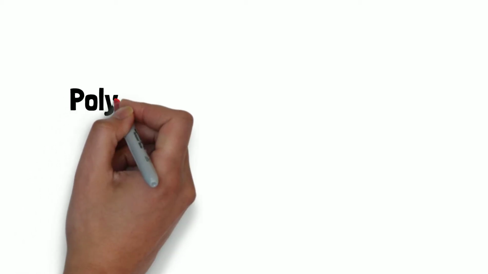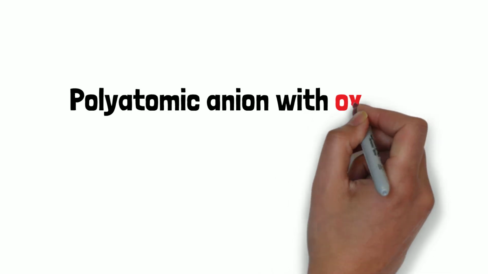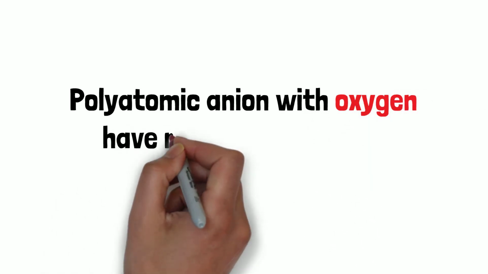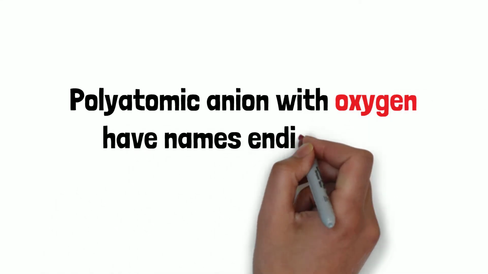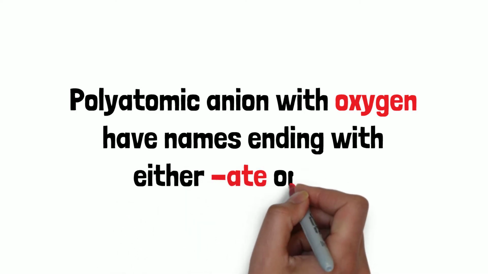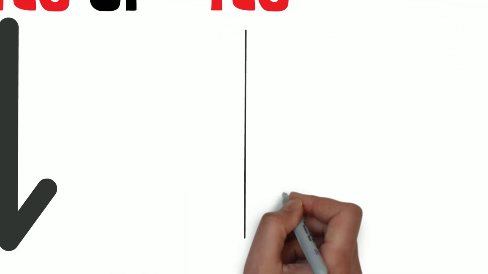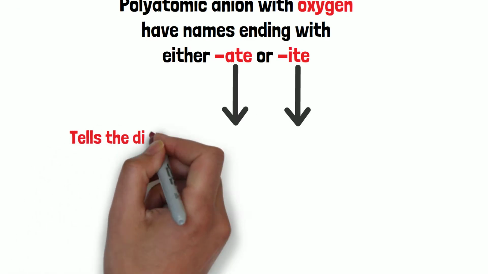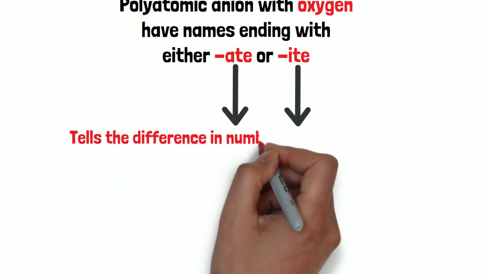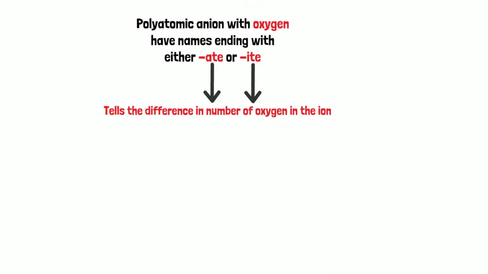So, how do you go about memorizing some of these ions? Our very first tip is to know that polyatomic anions, that is, polyatomic ions with a negative charge that contain oxygen, have names either ending with ATE or ITE. The difference between ITE and ATE is indicative of the number of oxygen in the ion. What do we mean by this?